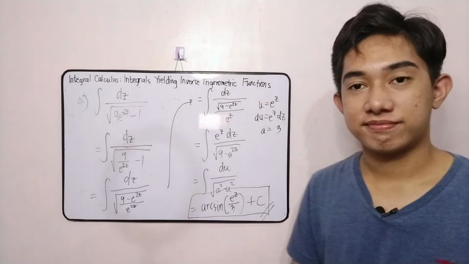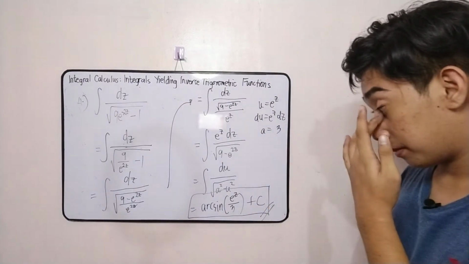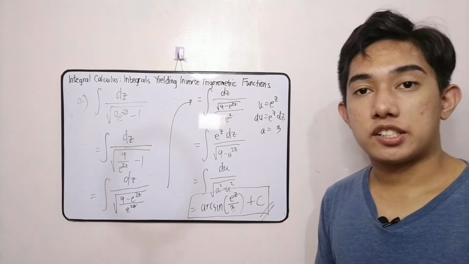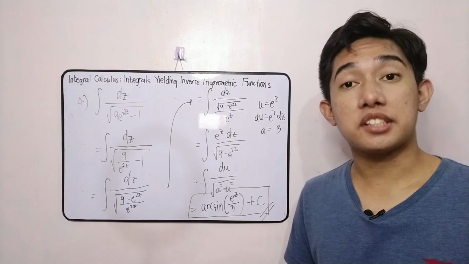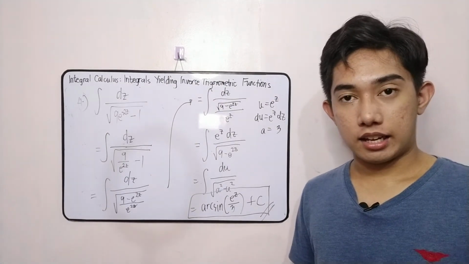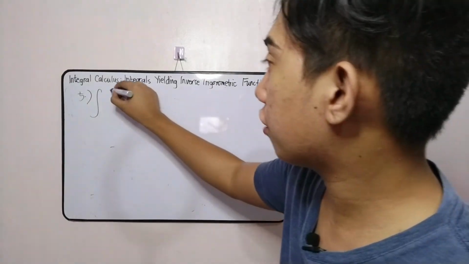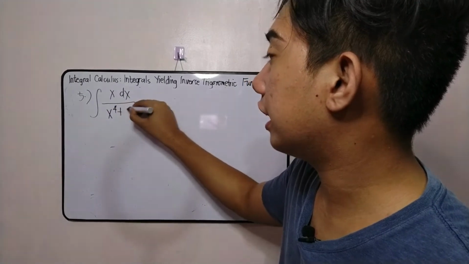Okay? So, ganun lang po guys ang ating integrations yielding to inverse trigonometric functions. Kasi nakikita natin bakit yielding, yung results natin usually is inverse trigonometric. Okay, for the last example, integration of x dx all over x raised to 4 plus 3.